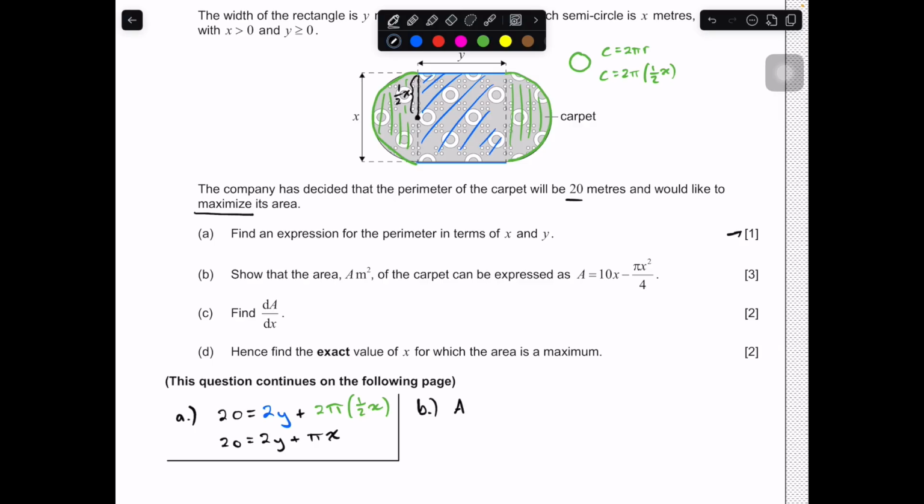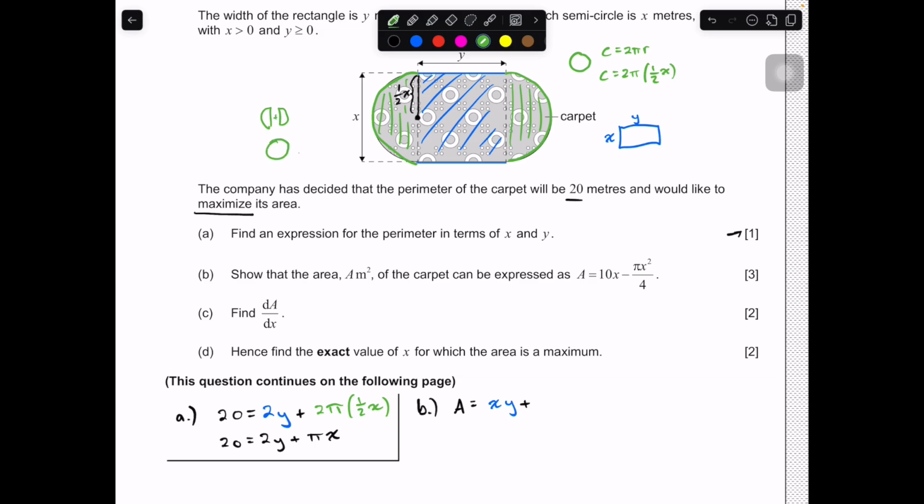So area is equal to, well, this rectangular portion. We know the dimensions are x and y, right? So the area of this rectangular portion is just going to be x times y. And it wasn't too bad. And then what about these semicircles? So we have this half semicircle plus another half semicircle, the one on the left and the one on the right, or one whole circle.